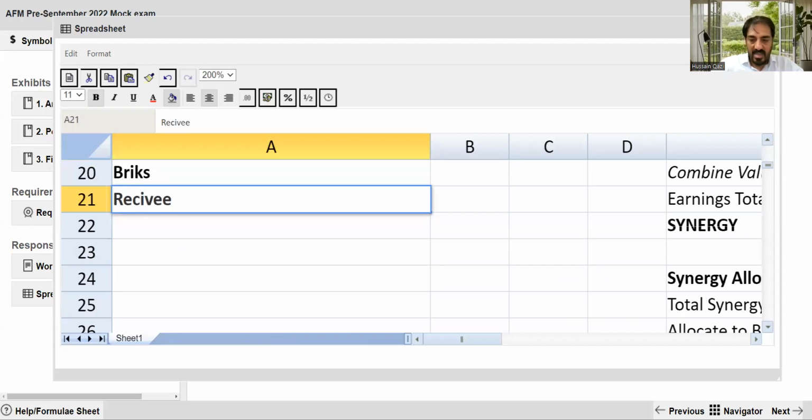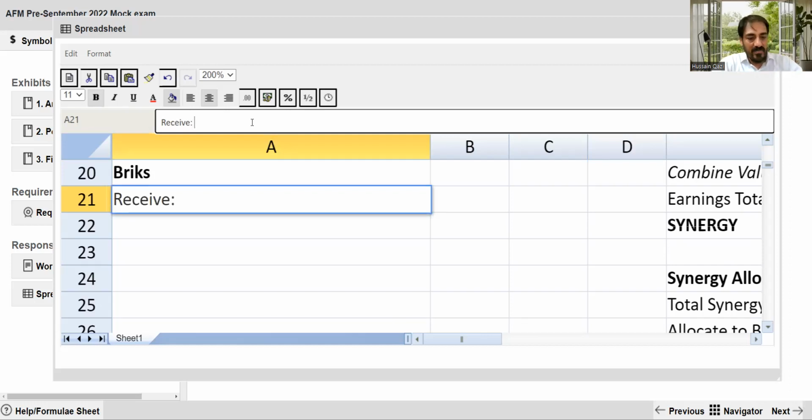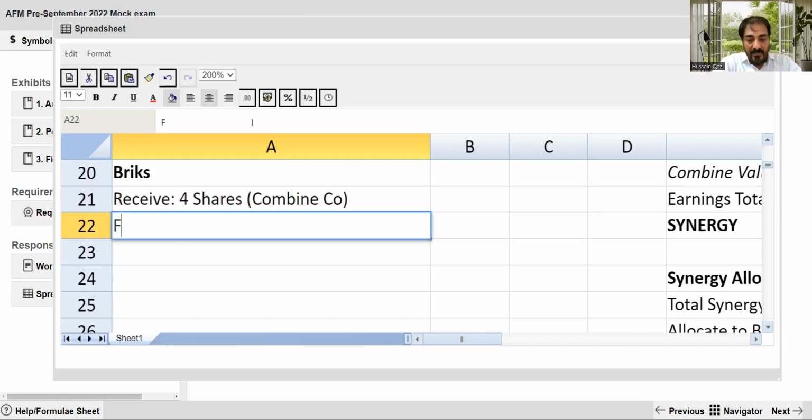What will they receive? They will receive 4 shares. The acquirer will receive 4 shares, four shares of the combined company. So what is the value per share of the combined company? And what do they forgo? They will forgo 5 shares.